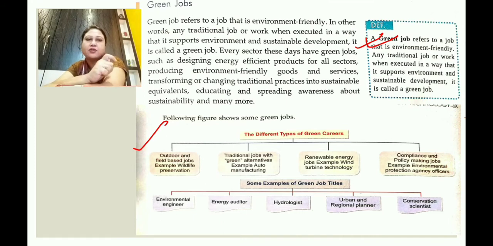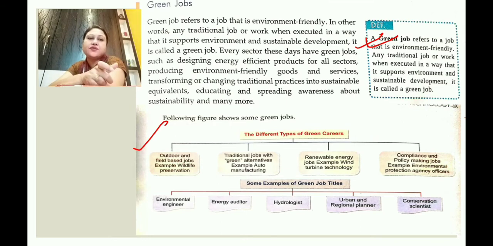And every sector nowadays has green jobs, such as designing energy efficient products for all sectors, then producing environment friendly goods, like jute bags, which are environment friendly instead of plastic bags. Then services, transforming traditional practices into sustainable equivalents, educating and spreading awareness about sustainability and many more. So here we have the definition of a green job. Please underline.